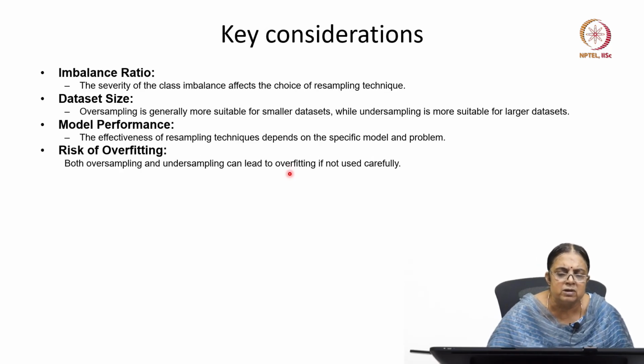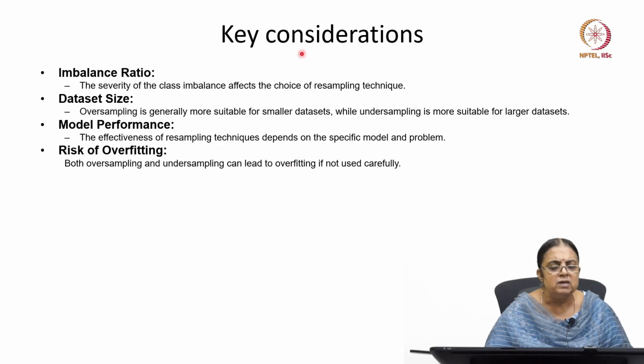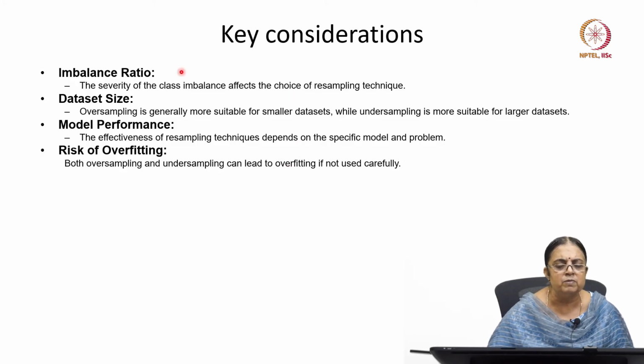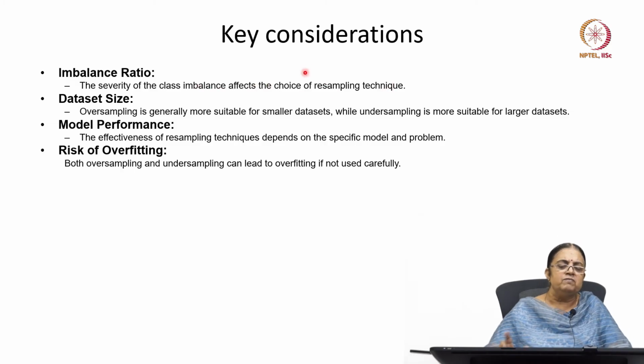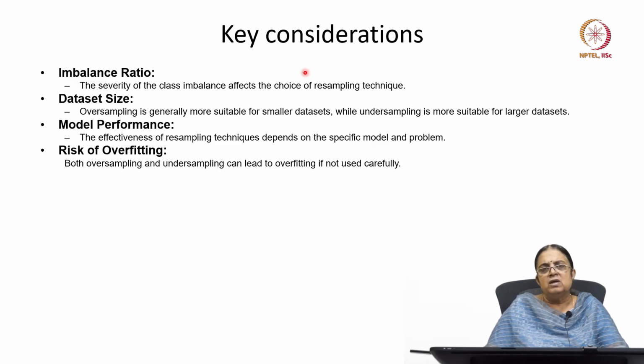What are the considerations we need to keep in mind when you look at the class imbalance problem? How much imbalance is there? The severity of the class imbalance affects the choice of resampling techniques. If the severity is too much, then you may sometimes have to use a hybrid approach. Maybe you have to use both oversampling and undersampling, and also maybe you need to use some algorithm which can be used when there is imbalance, etc.